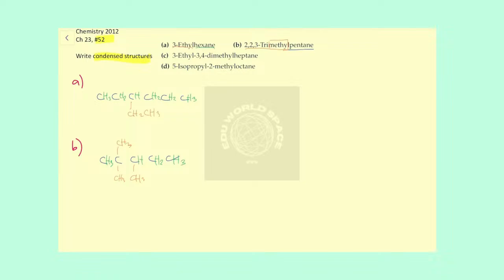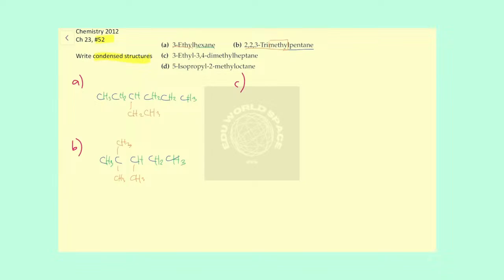Okay, part C. Part C, we got 3-ethyl 3,4-dimethyl heptane. Okay, so whenever I try to read these, I start by ignoring the groups first, and then I focus on the first thing that I need to know, which is how many carbons there are. Okay, so now I know that there's 7, so I'll go ahead and write 7. 1, 2, 3, 4, 5, 6, 7.